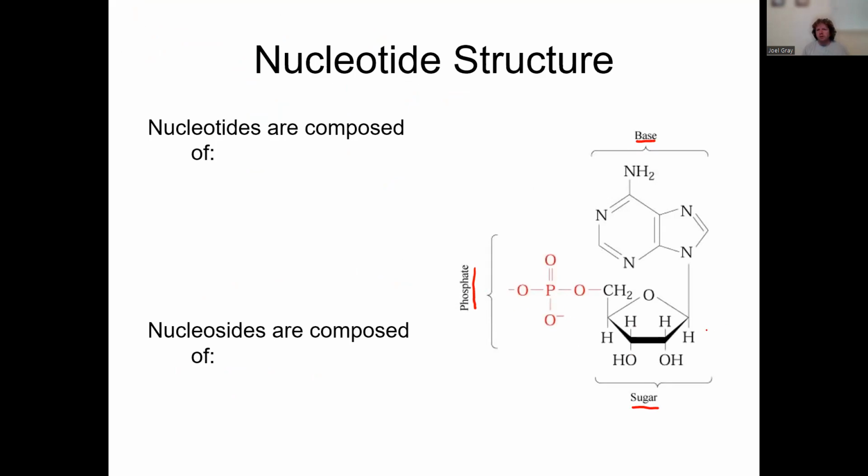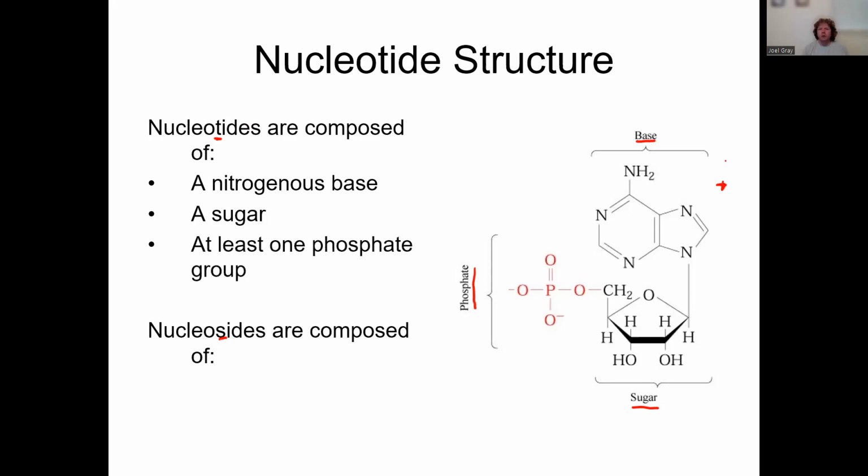The sugar that's depicted here is that ribose sugar that we previously talked about. Nucleotides, that unique name with a T there, a nucleotide compared to a nucleoside. A nucleotide is composed of a nitrogenous base here, a sugar, and at least one phosphate.